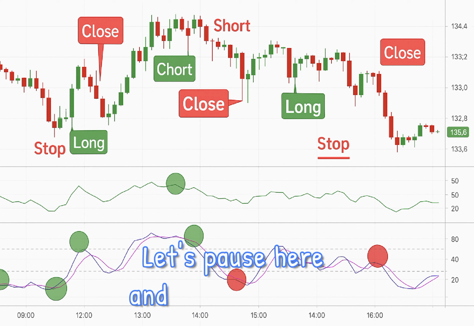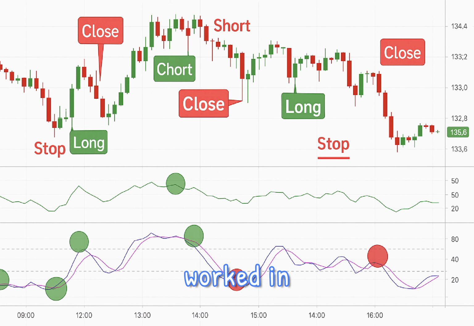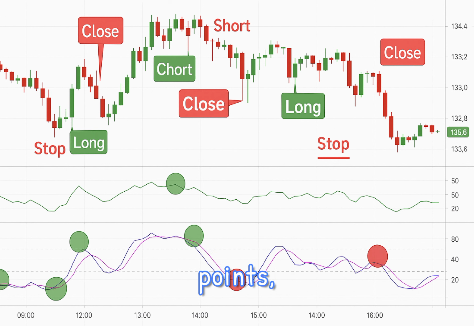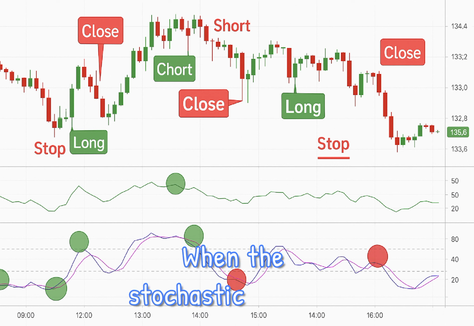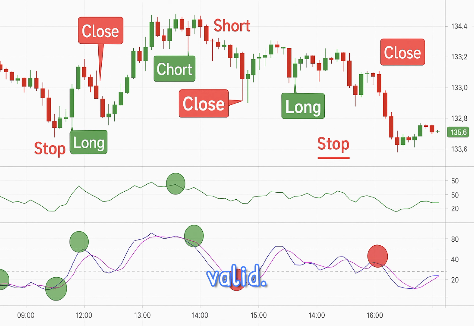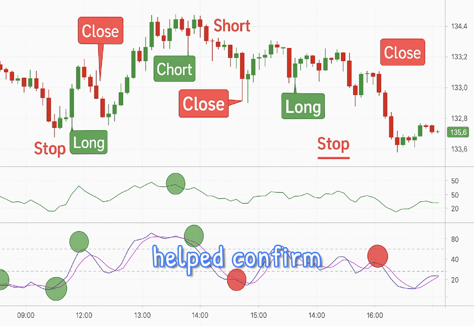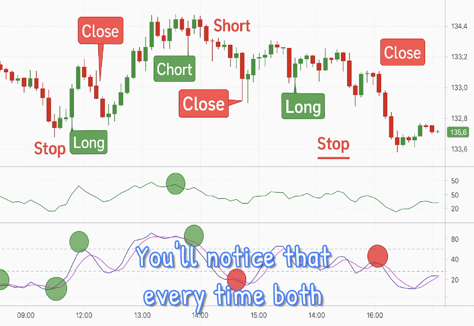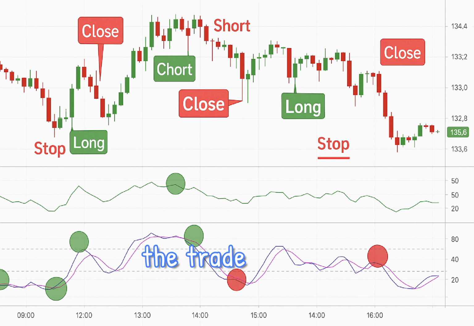Let's pause here and talk about how the indicators worked in Confluence. The stochastic oscillator was used to identify potential reversal points, either in oversold or overbought zones. When the stochastic crossed from these areas and RSI supported the move, that's when the trade became valid. RSI helped confirm the trend's strength and direction. You'll notice that every time both indicators aligned, the trade moved smoothly in our favor.